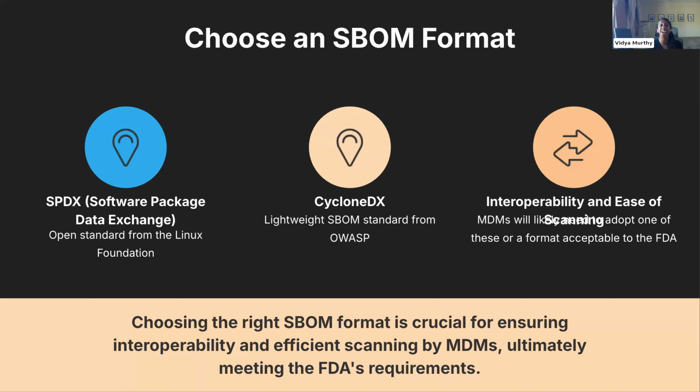One of the questions you'll want to ask yourself before you get started with generation is, what format should we use? There's really two that have dominated here. We have SPDX and CycloneDX. The two of those have really taken the forefront in terms of what is preferred.